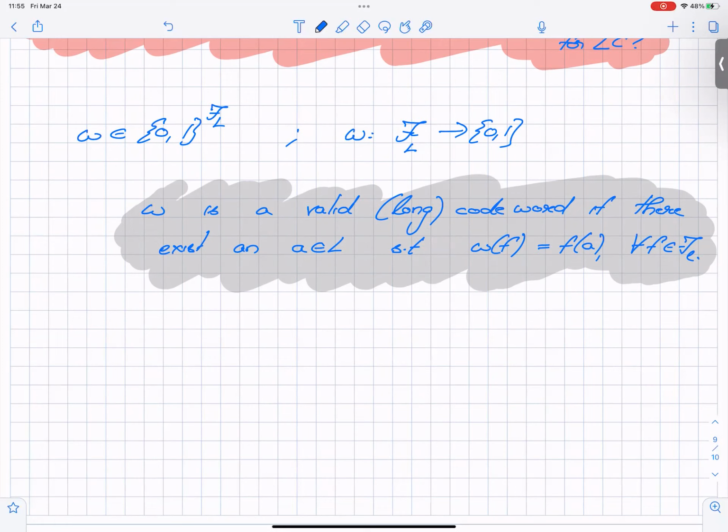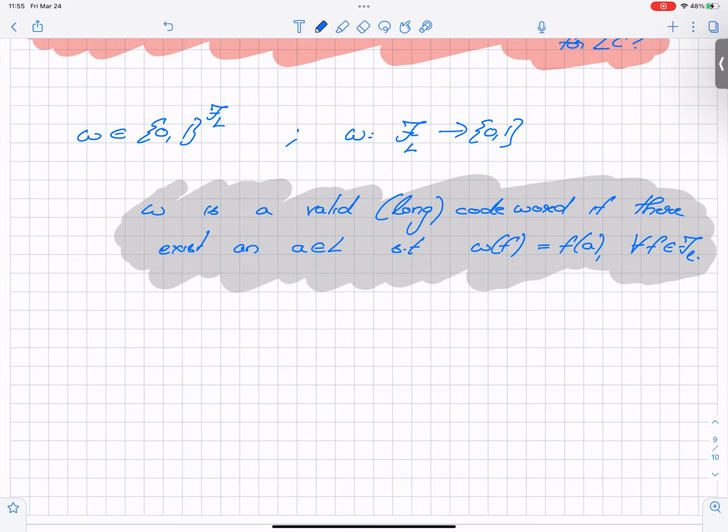Now, continuing to think of W as a function from {0,1}^L to {0,1}. It's not {0,1}^L, it's {0,1}^(2^L), no? F_L is the list of all functions on the set L, so F_L itself is of size 2^L. Therefore, this is {0,1}^(2^L) to {0,1}. F_L can be thought of in direction with {0,1}^L. So W is a function from {0,1}^L.